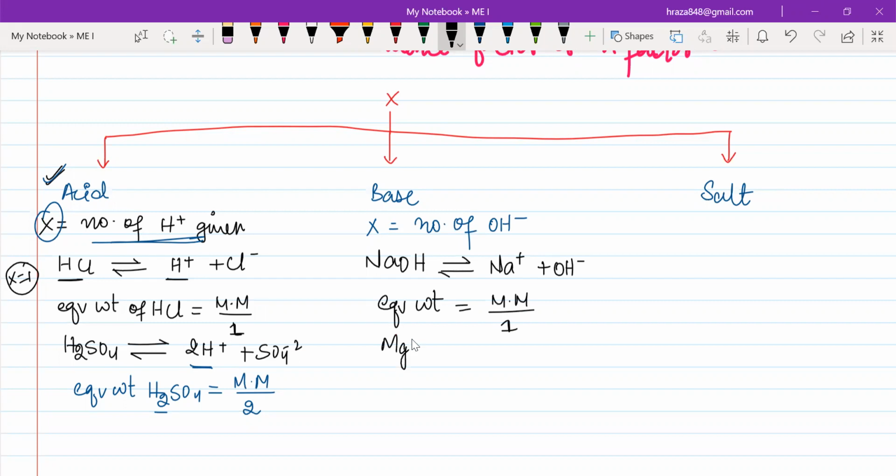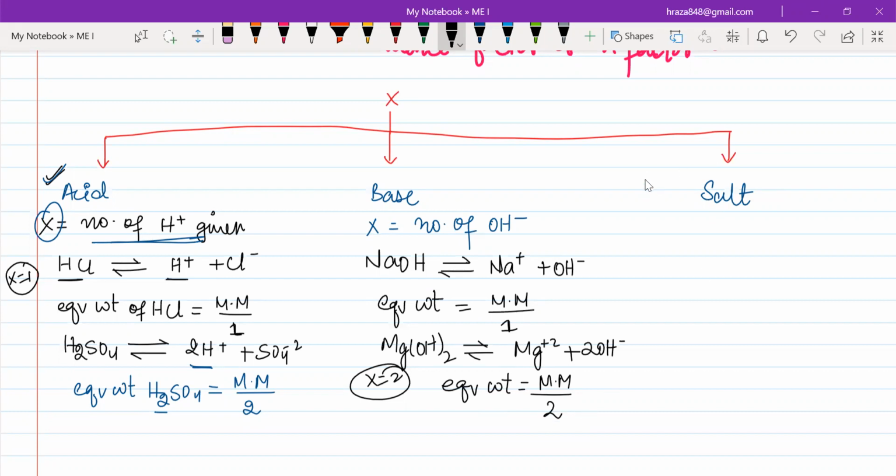Now if you have Mg(OH)2, how many OH minus will it give? It will give 2 OH minus. So the value of X for this base will be equal to 2, and the equivalent weight will be equal to the molar mass of Mg(OH)2 upon 2. Is that clear? Isn't it easy? Yes, sir.